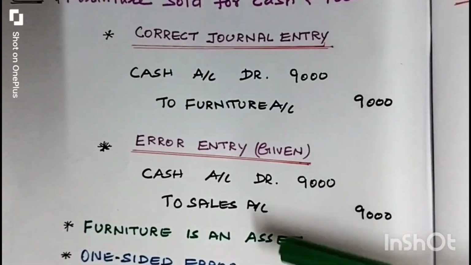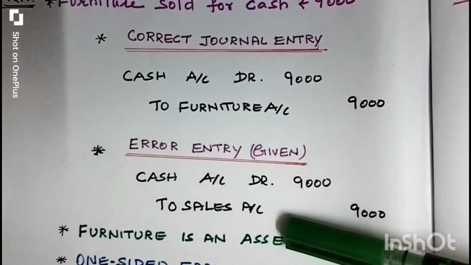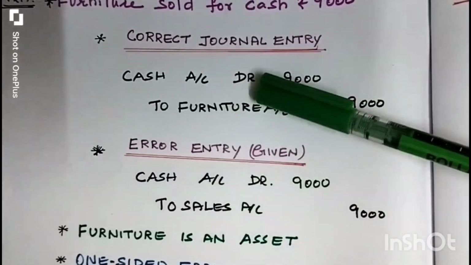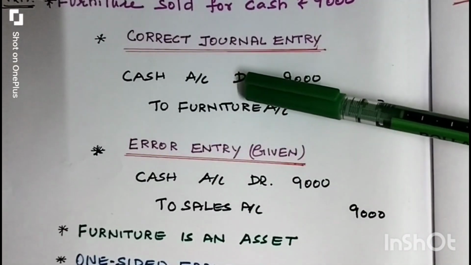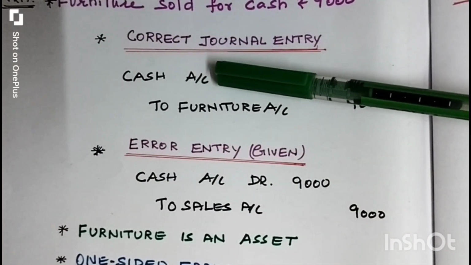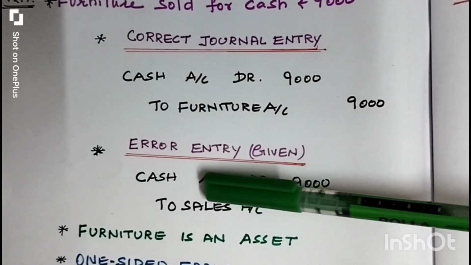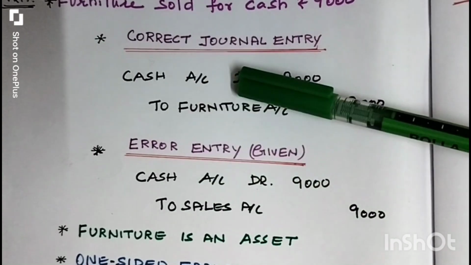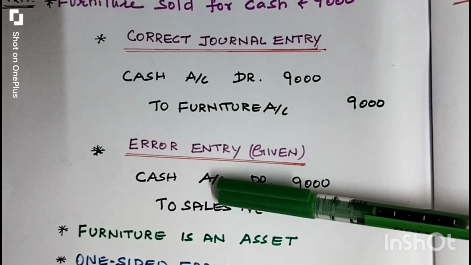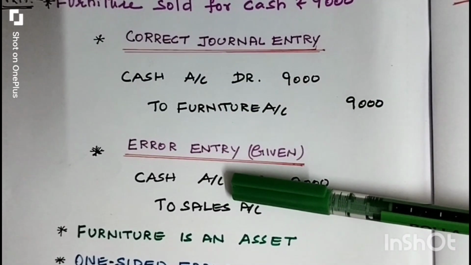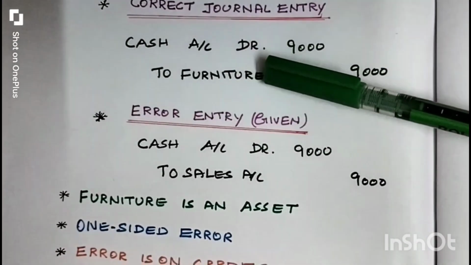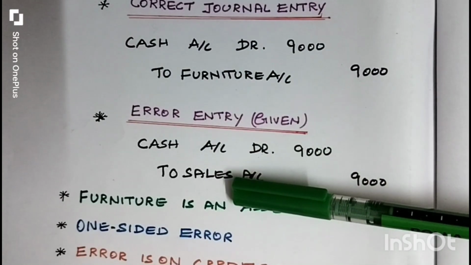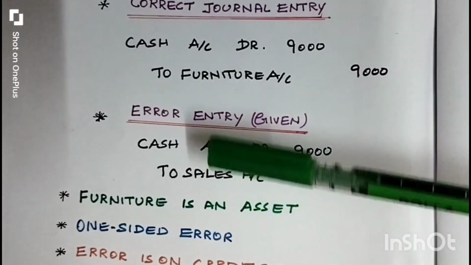So we have to find out the error. For that we have to compare both journal entries. First, let's take the debit side. On the debit side we have the cash account here, and here also we have the cash account. So there is no error on the debit side because we have the same account, the cash account. Let's take the credit side. We have the furniture account here and the sales account here. We have different accounts on the credit side, so definitely the credit side has the error.